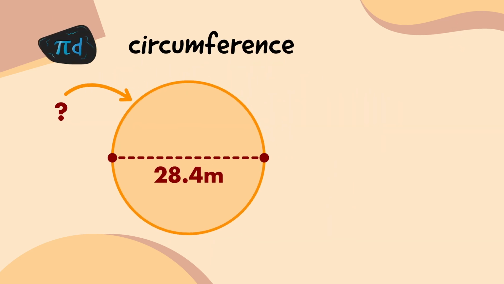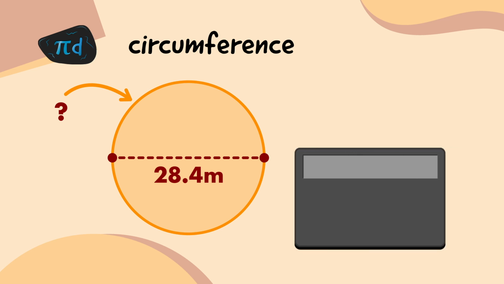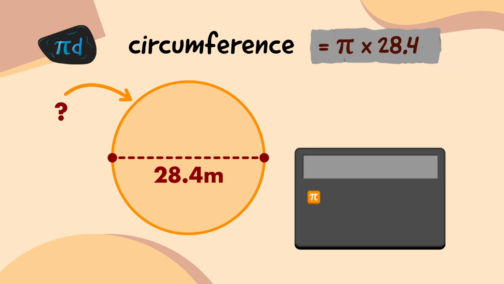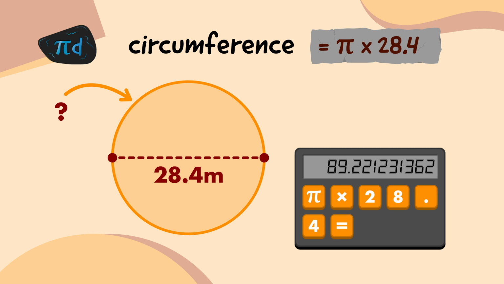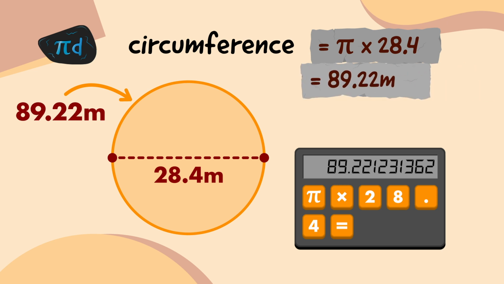Okay, I'll do the circumference first. On my calculator, I'm going to multiply pi by the diameter. So I'm going to press the pi button, press the multiply button, type 28.4 and press the equals button, which gives me 89.2212311362. That means the circumference of the third stone circle is 89.22 metres long.